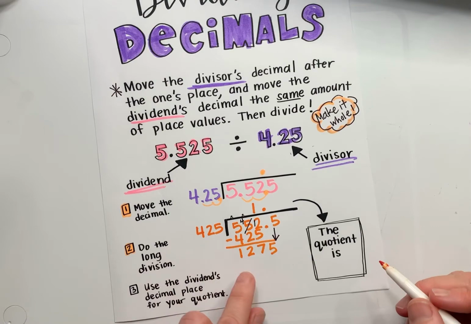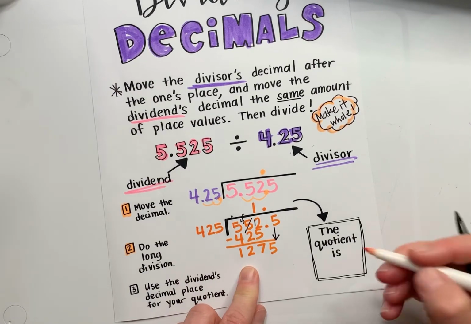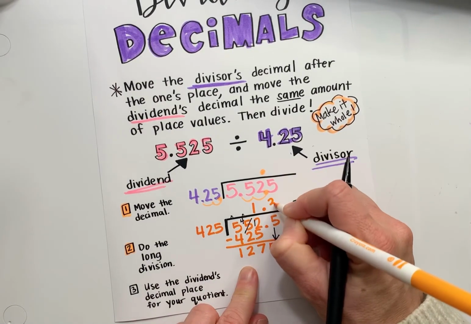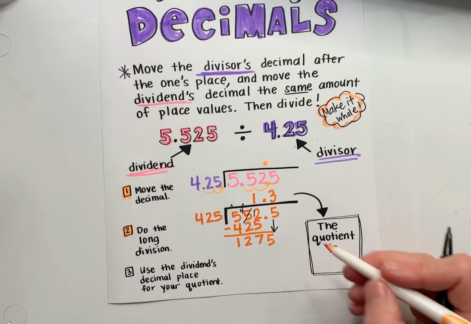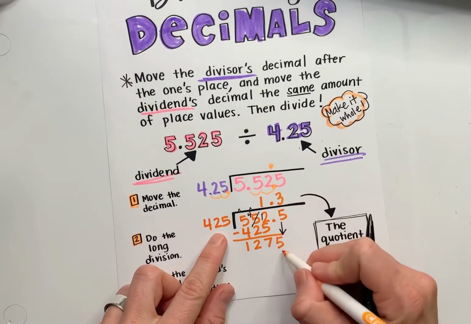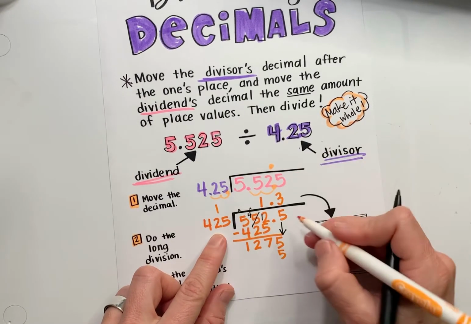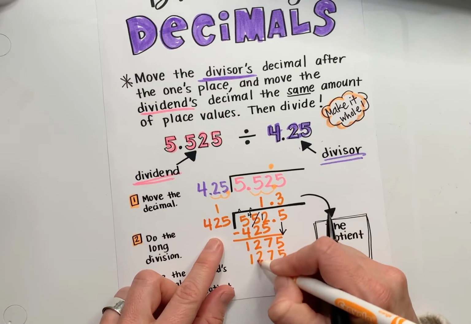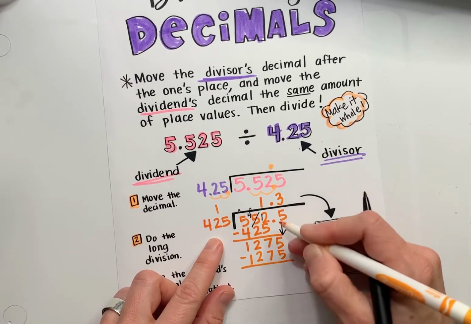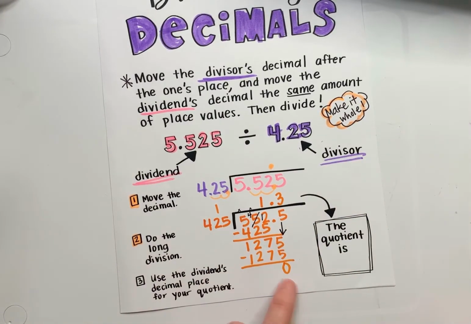425 into 1275, that is going to be 3. And along the way for this long division, you might need to do a little guess and check. So 3 times 5 is going to be 15. Carry the 1. 3 times 2 is 6, plus 1 more is 7. 3 times 4 is going to be 12. There, find the difference. There we go. So 0 is the remainder.